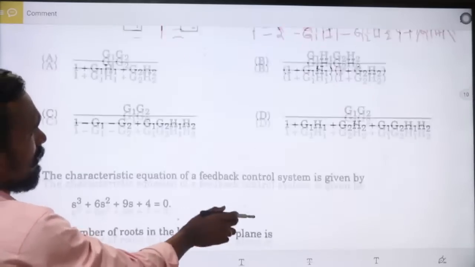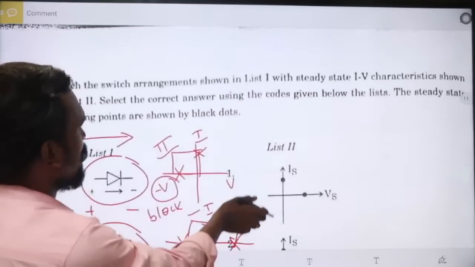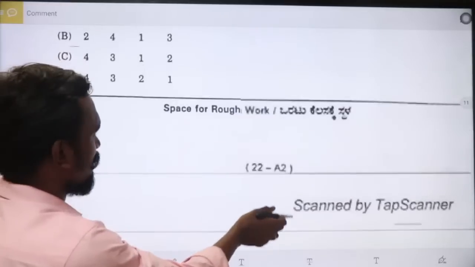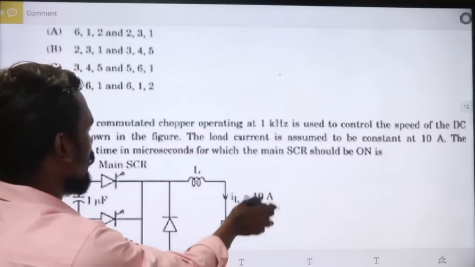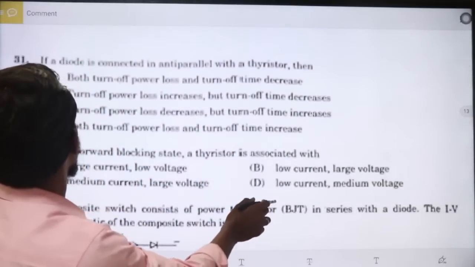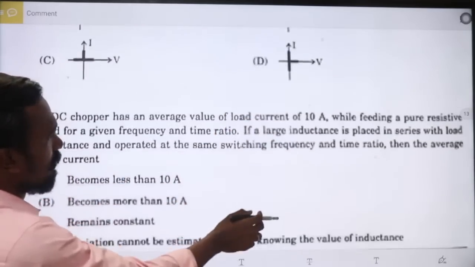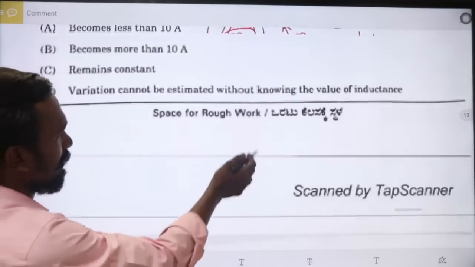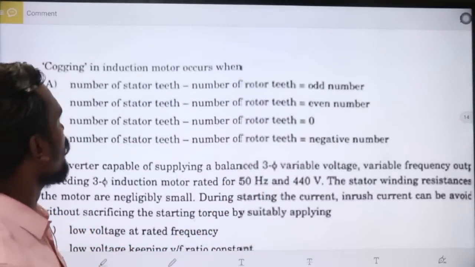So where are my machines questions, sir? Just wait for a few minutes, guys. Our machines questions will come. All our control systems, power electronics, power systems are already completed.